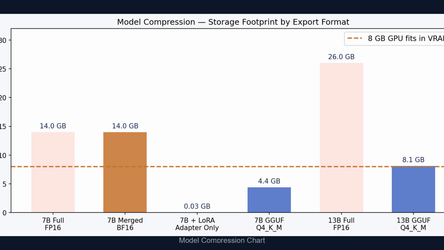Scale up to 13 billion parameters and the full model costs 26 gigabytes, while the GGUF Q4_K_M version brings that down to 8.1 gigabytes. The adapter-only approach scales similarly regardless of model size. Your LoRA adapters for a 13B model are still only a fraction of the base model's footprint. This is why adapters are the default recommendation for development and sharing.